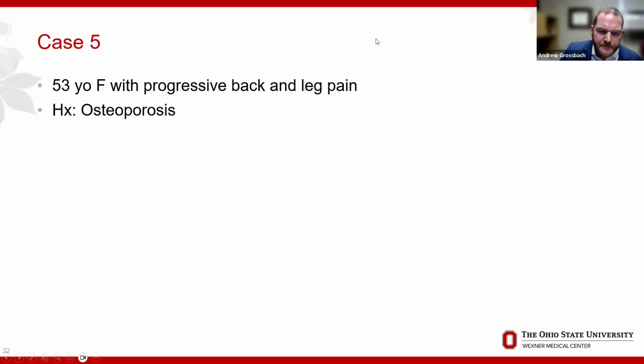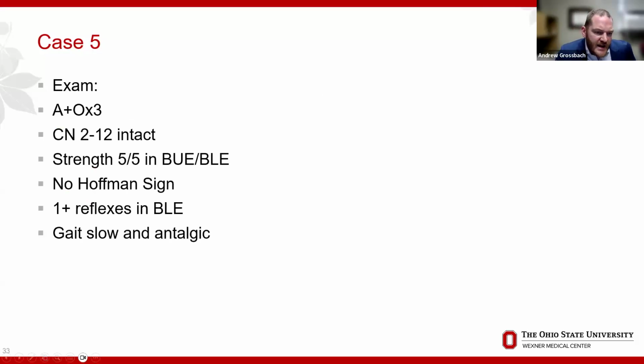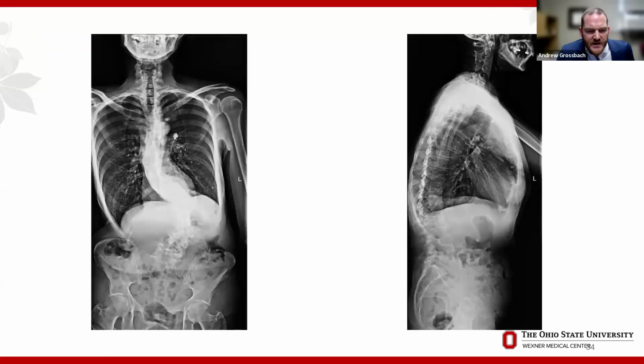Last case here. So this is a 53-year-old female, progressive back and leg pain, history of osteoporosis. Intact on exam, a little hyporeflexic and a little slow and intelligent gait. But here's her x-rays here.